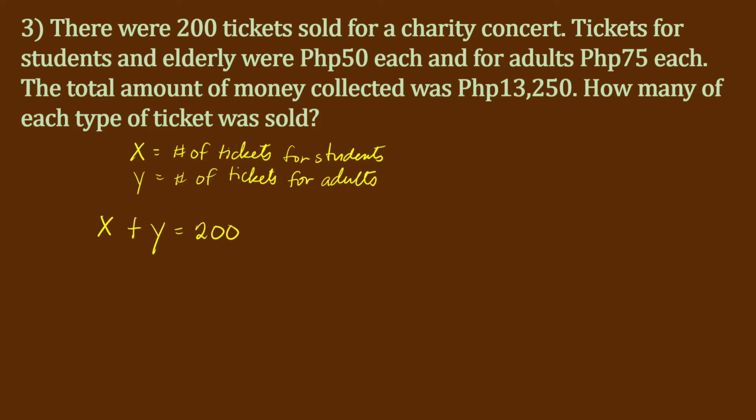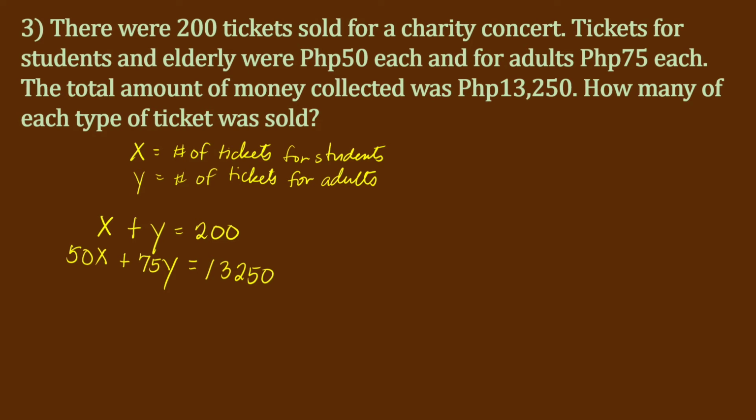And then the second equation will come from the value of each ticket and the total sales, which is this one. That means when we multiply x, the number of student tickets, by its value, which is 50 pesos, 50 times the number of tickets for students, and then 75 times the number of tickets for adults. That is equivalent to a total of 13,250 pesos. So these are our two working equations.